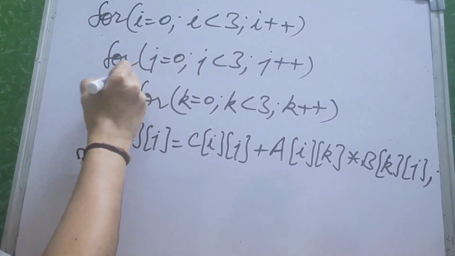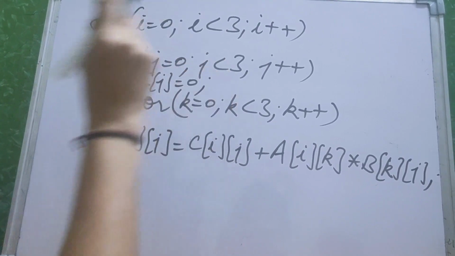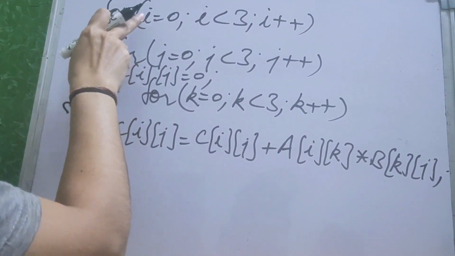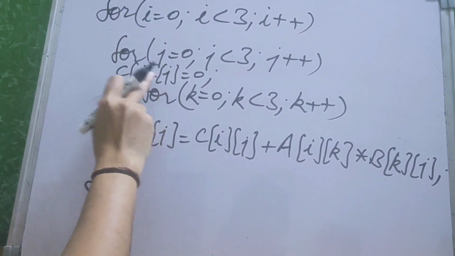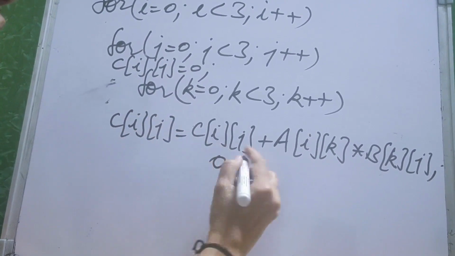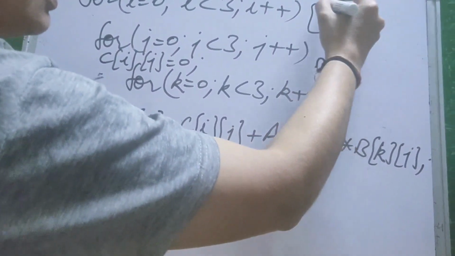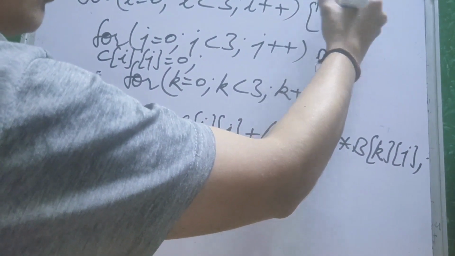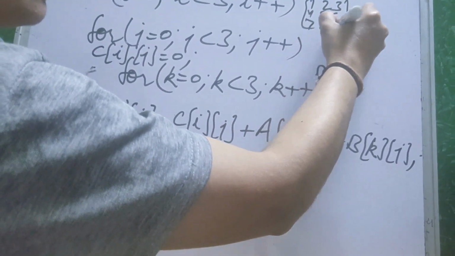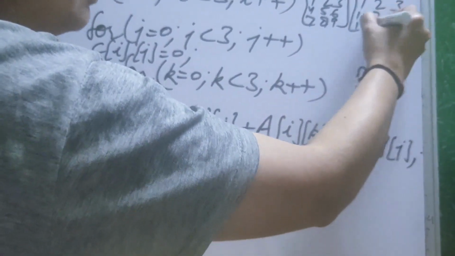Initially Cij equals 0. We will start this loop. Now I equals 0, J equals 0, Cij, C00 is 0. Then initially we have this as 0 plus Aij, Ik. If we take this matrix 1, 2, 3, 4, 5, 6, 7, 8, 9 as 1, 2, 3, 1, 2, 3 and 1, 2, 3.